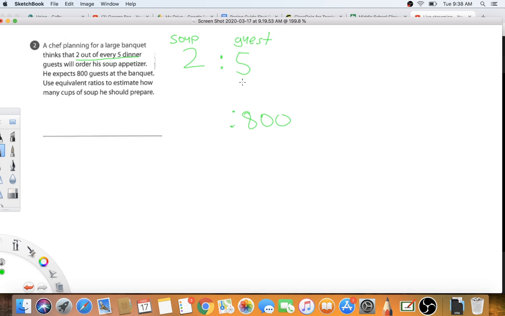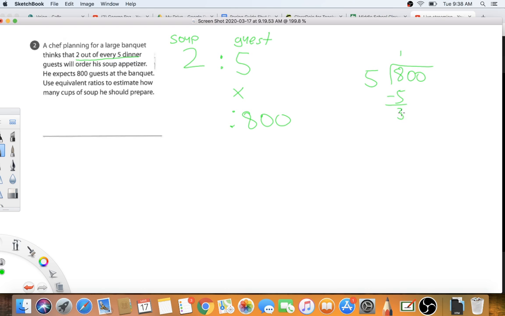For this one, it's that trick I showed you again. What can we multiply 5 by to get 800? For some people, that might be a little bit hard. So if you can't do 5 times what gives you 800, you can do the opposite, which is division. 800 divided by 5. That would give you this multiplication number here.